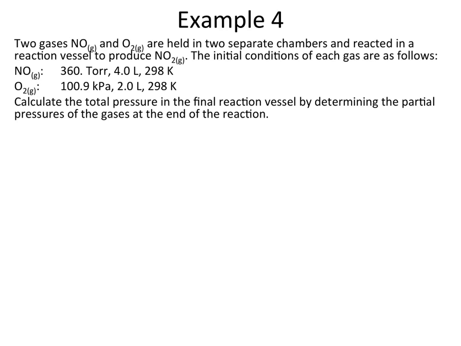Now, the initial conditions of each gas are as follows. We have NO, and these are our conditions over here. What it's asking us is, it says calculate the total pressure in the final reaction vessel. Now, right there, the total pressure should ring some bells and say, well, Dalton's law, P total is equal to P1 plus P2 plus P3, etc. So the total pressure is the sum of the pressures of the individual gases.